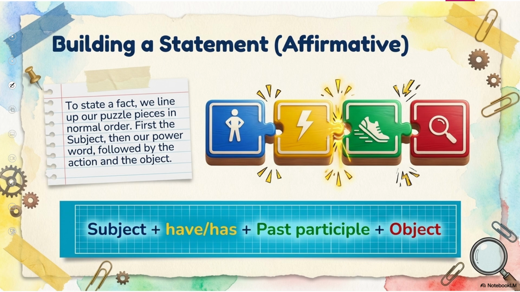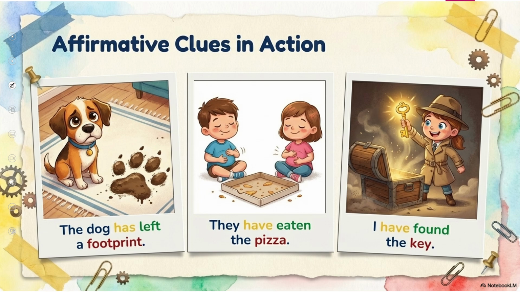To state a fact, we line up our puzzle pieces in normal order. First the subject, then our power word, which is helping verb, followed by an action which we have to write in third form of verb, and lastly object. Here's the formula. In this, we state a fact. We declare a statement. The dog has left a footprint. In second example, we have subject, they, helping verb or auxiliary verb, have, eaten, third form of verb, and lastly the pizza, which is object. Similarly, we have third example, I have found the key.